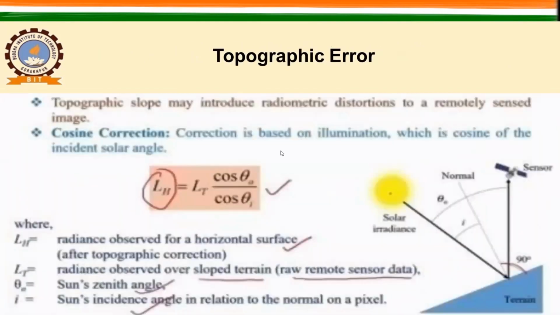When we talk about the different types of error related to remotely sensed images, we start with the first one, that is the topographic error. So what is topographic error? Topographic slope may introduce radiometric distortion to a remotely sensed image, and for that we do cosine correction.